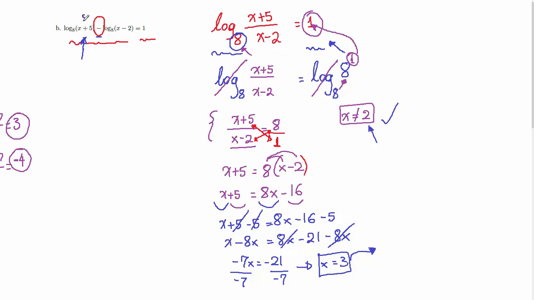3 plus 5 is equal to 8. Log of 8 with base 8 is 1, and this is good. And then I need to do the same for the second log. So I have 3 minus 2 is 1. Log with base 8 of number 1 is also a perfectly good logarithm. So this means that x equals 3 is an actual solution for this equation.